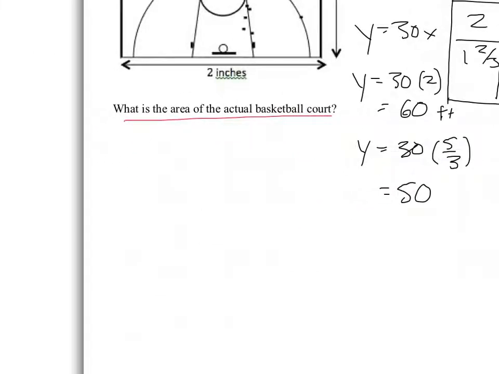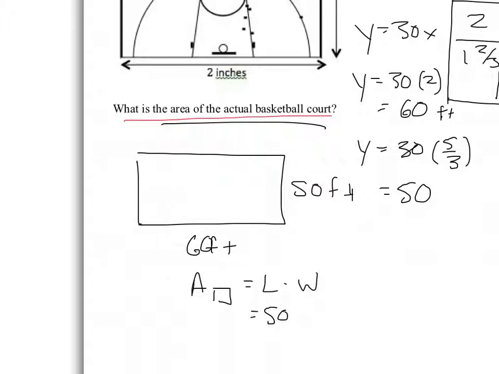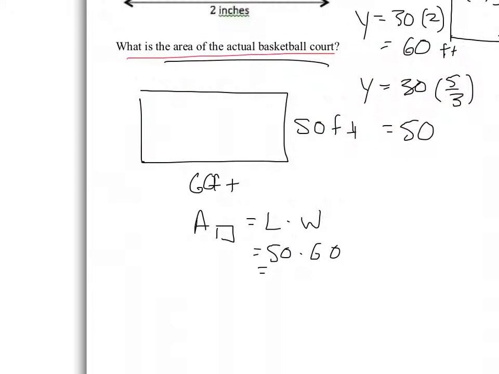So just a quick sketch, my actual, we know, is going to be 60 feet by 50 feet. We want to find the area of the actual basketball court, so the area of a rectangle is equal to length times width, which is equal to 50 times 60, and this is going to tell me that this is going to be 3,000 square feet.